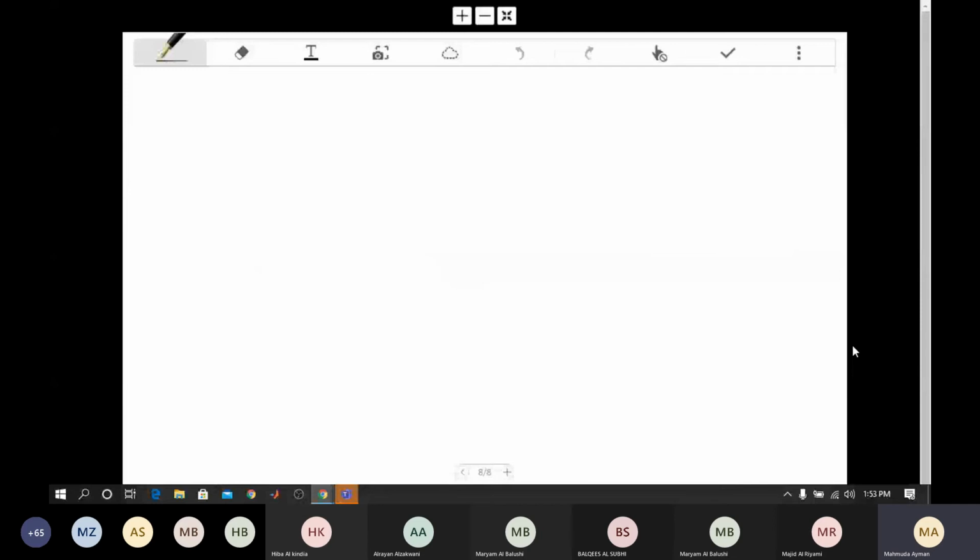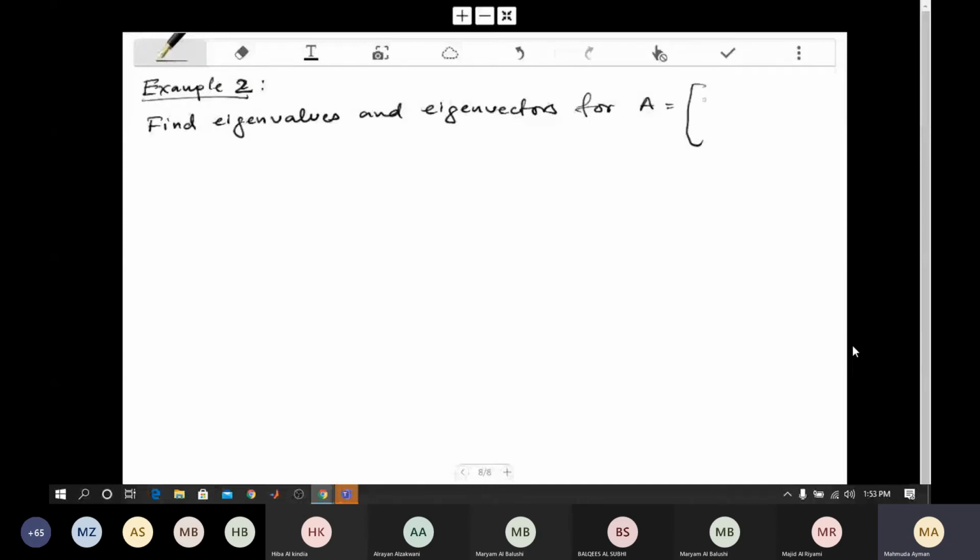So now let's go ahead and try to solve a 3 by 3 matrix. Let's go for example 2. Find eigenvalues and eigenvectors for the given matrix A, which is equal to 1 0 0, 3 minus 2 0, and 2 3 4.